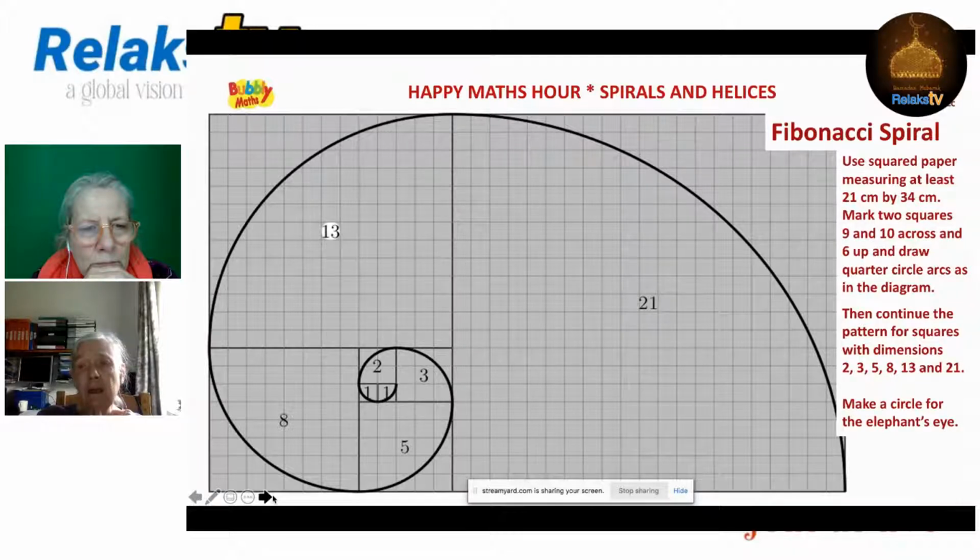Now, I do recommend you draw this for yourself, because it is fun. And what you do is you get a piece of paper, and of course you can make it bigger if you want to. So my question for you is, after 34, what's the next Fibonacci number? Well, I'm going to leave that for you. Okay. See how big of a spiral you can make.